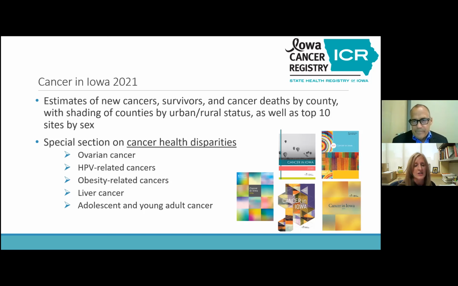Last year was ovarian cancer, and then we've done HPV related cancers, obesity related cancers, liver cancer, and then adolescent and young adult cancer. The middle section is usually 5 to 8 pages, depending on the topic and how many graphics we have, that goes through a particular topic of interest.